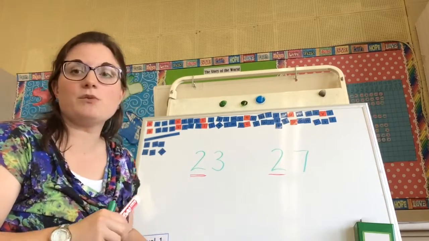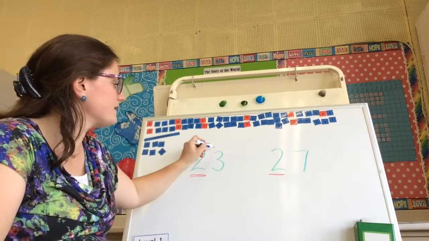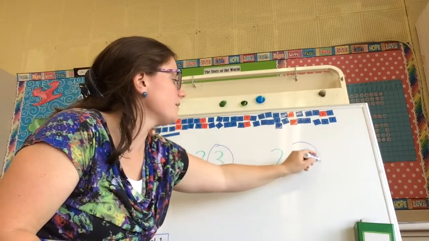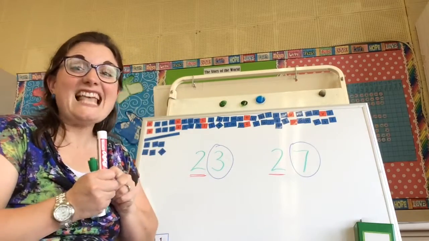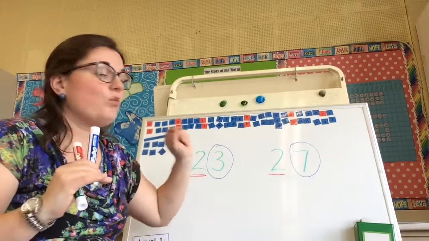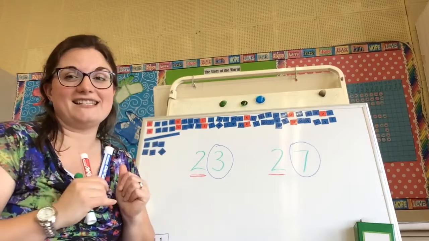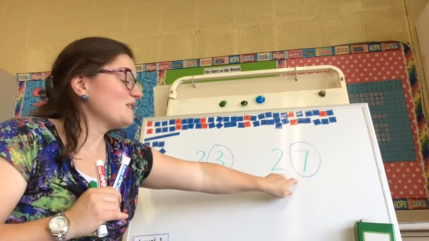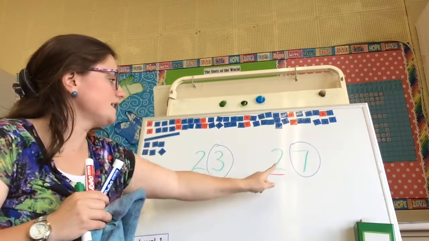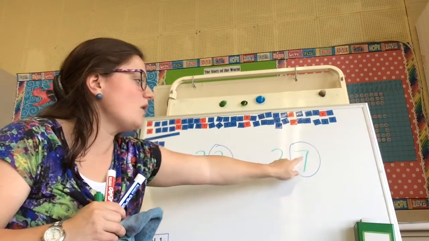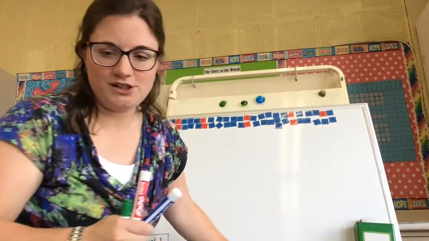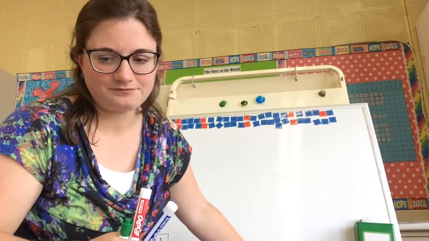So they have the same number of tens. Now what we're going to do is we're going to look at the ones. How many ones? This number has 3 ones. This number has 7 ones. So they have the same number of tens, but which one has more ones? 27. I hope you picked 27 is the larger number. The same tens, but 7 ones is bigger than 3 ones. Okay?